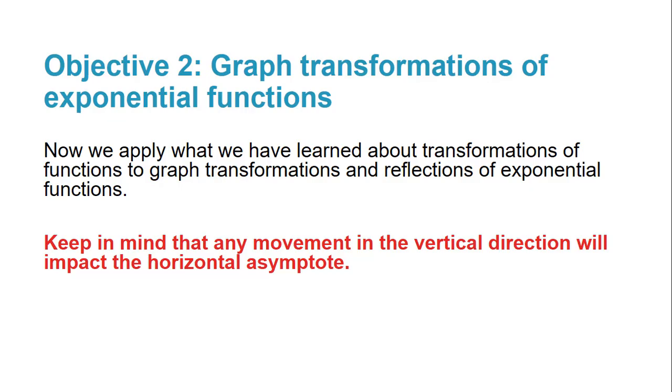Now that we know what the graph of a basic exponential function looks like, that is, a graph of y is equal to b to the x, we can apply what we've learned about transformations of functions to graph transformations and reflections of exponential functions. Keep in mind that any movement in the vertical direction, that is, moving up or down, will impact the horizontal asymptote that is originally at y equals 0.